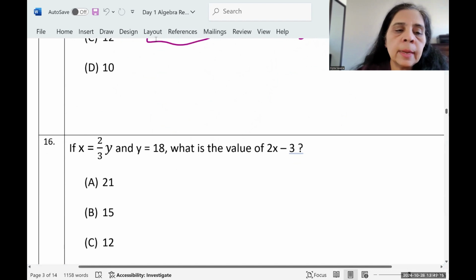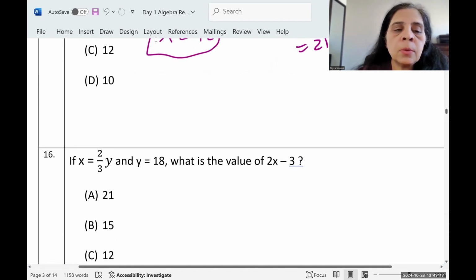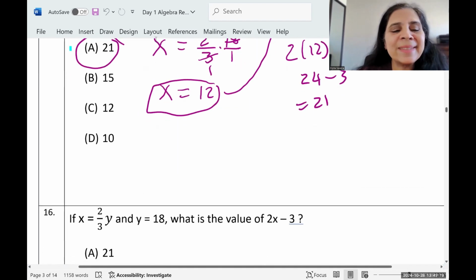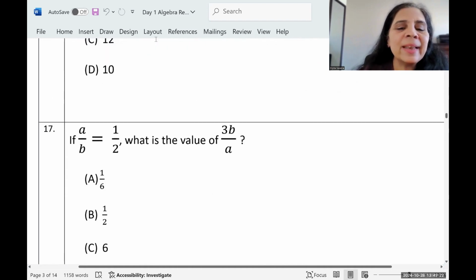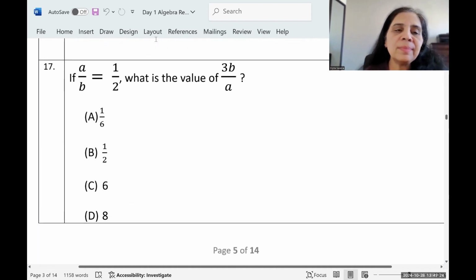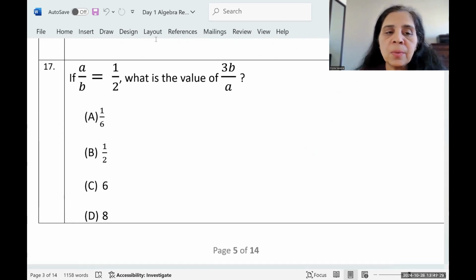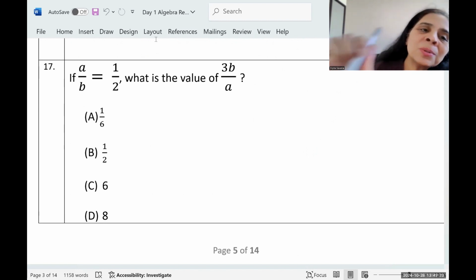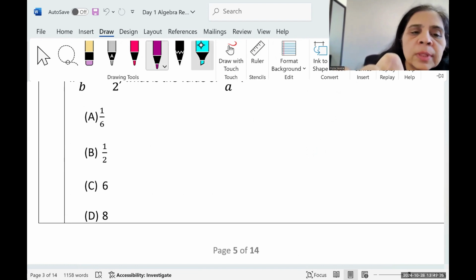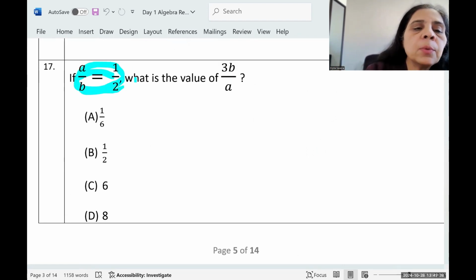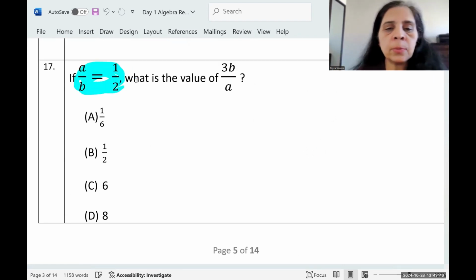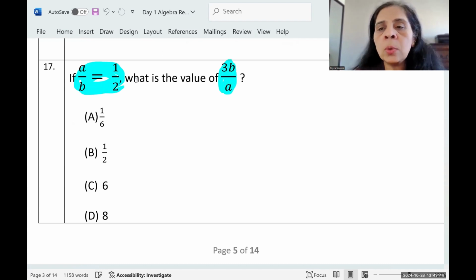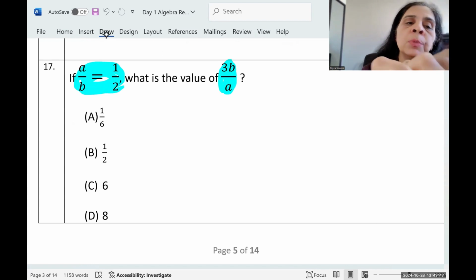All right. Number 16. Oh, we accidentally have the same question. That's all right. Let's see number 17 here. We can see we have a single fraction equals a single fraction, and the given is a fraction, and the question is also a fraction. So I will notice something from here.